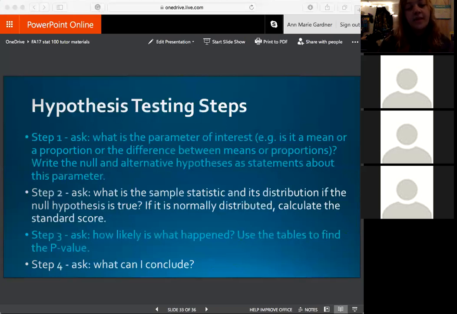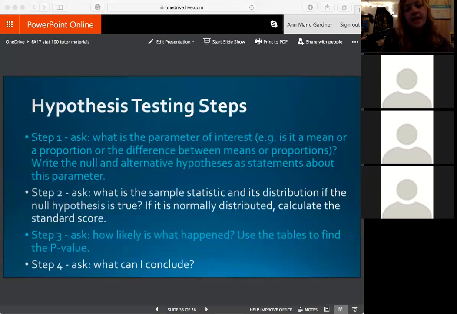And then our second step is going to be asking what's the sample statistic, and then what does that distribution look like, so we always assume that the null is true. Remember, we always want it to be normally distributed to find this out. So if it's normally distributed, go ahead and calculate that standard score. And then dependent on that standard score, we try to figure out how likely is what we got. So then you find a p-value based upon that standard score to figure out the probability of how likely it is that what happened is actually true.